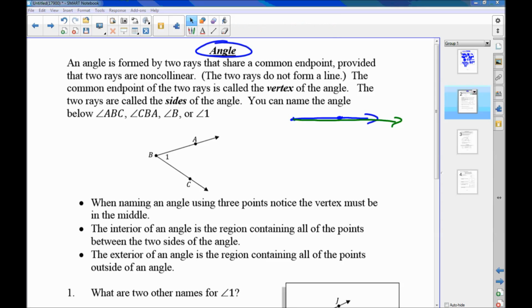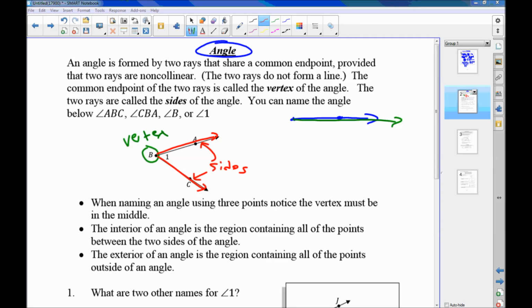Okay. All right. So the common endpoint of the two rays is called the vertex. So here's our vertex. Okay. And the two rays are called the sides of the angle. So in red here, we have the sides. Okay. You can name the angle below angle ABC, angle CBA, angle B, or angle 1.